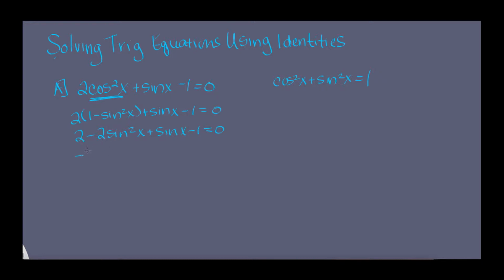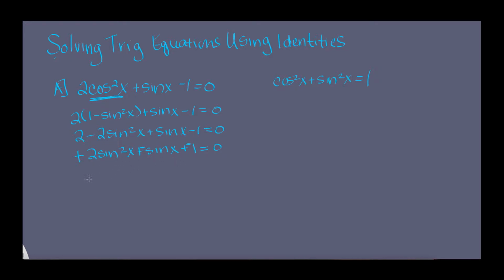I'm going to rearrange so that it looks a little more familiar. Negative 2 sine squared x plus sine x. I'm going to combine the 2 and the negative 1 to get a positive 1 equals 0. And I don't love this negative out here. If I take this entire side of the equation and flip it to the other side, all that does, as you should know, is change all the signs. So I'm going to make that a positive, that a negative, and that a negative.